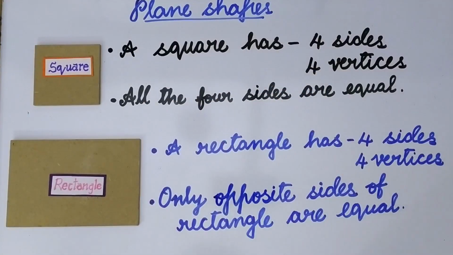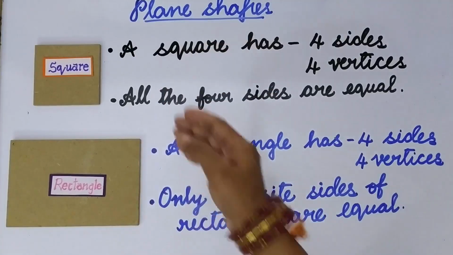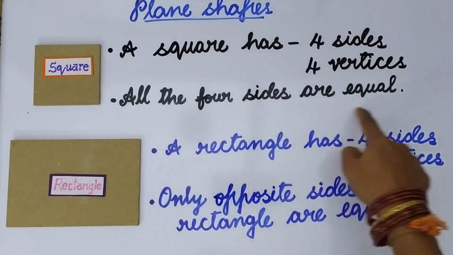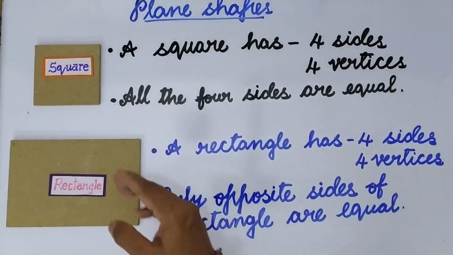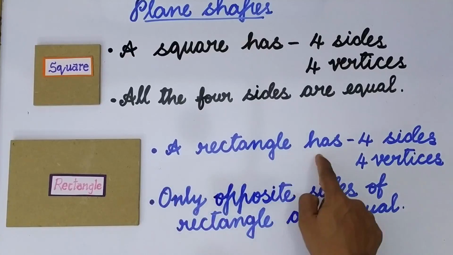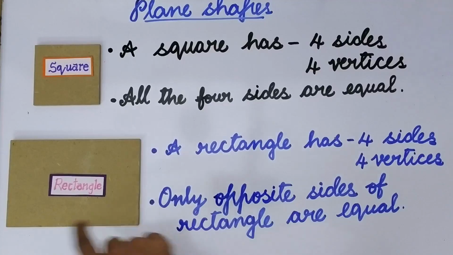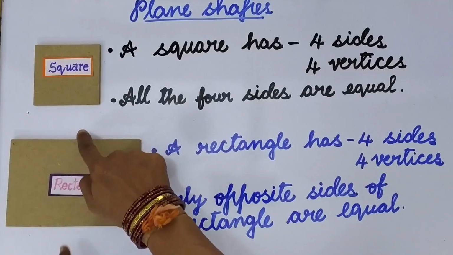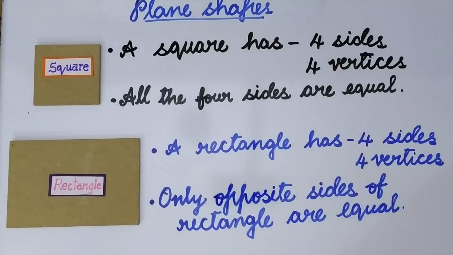Here you have properties of square and rectangle, which belong to plane shapes. A square has 4 sides and 4 vertices, we know very well, and all the 4 sides of a square are equal. Here in a rectangle, a rectangle also has 4 sides and 4 vertices. But only opposite sides are equal. Here these 2 opposite sides and these 2 opposite sides. Only opposite sides of a rectangle are equal.